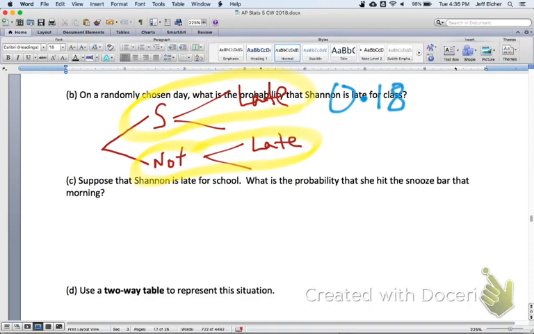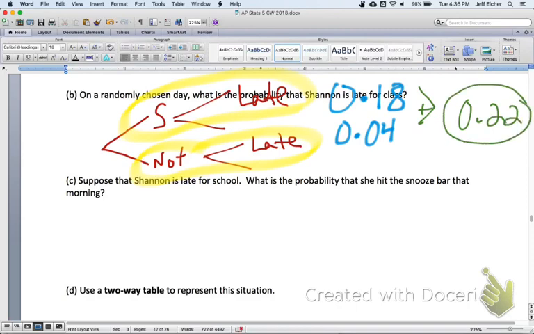There's an 18% chance that she hits snooze and is late. And there's a 4% chance that she doesn't hit snooze and is late. So our answer, our probability for being late, that would be the sum of these two. Add those two, and you get 0.22. So our probability that she is late for class is a 22% chance.